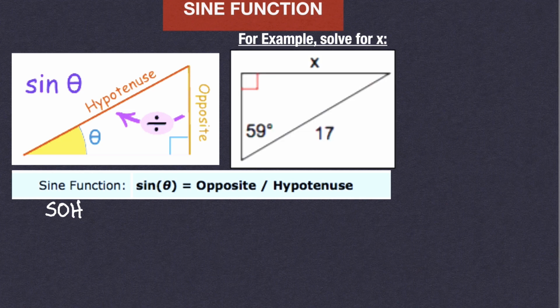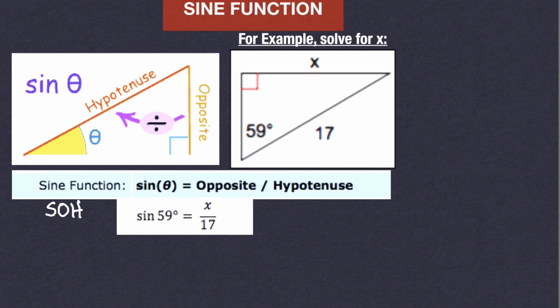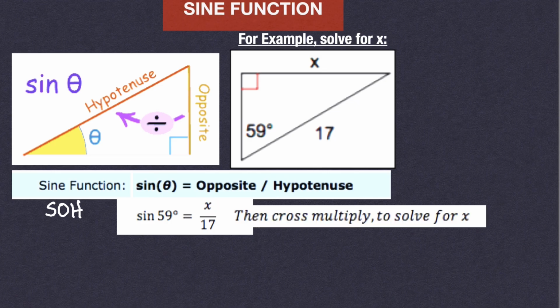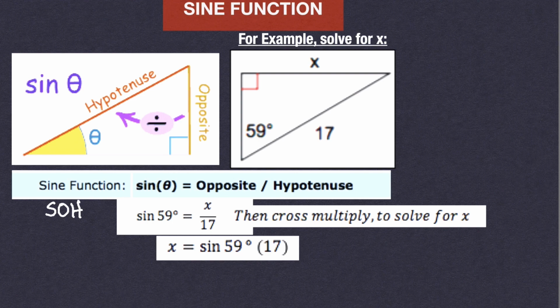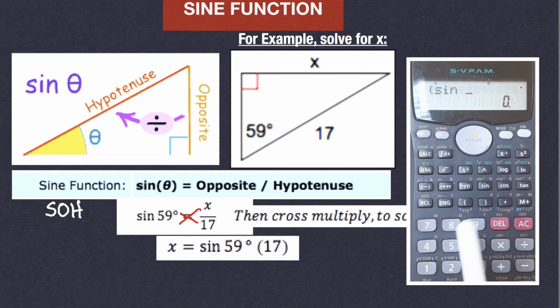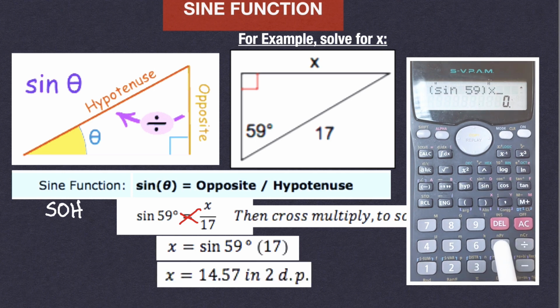Solve for x in this given illustration, applying the concept of sine. Our reference angle here is 59 degrees and we are asked to solve for x. So that's sine 59 equals x, the opposite side to 59, over the hypotenuse, which is 17. Then cross multiply to solve for x: x is equal to sine 59 times 17. By using the calculator, the value of x is 14.57 in 2 decimal places.